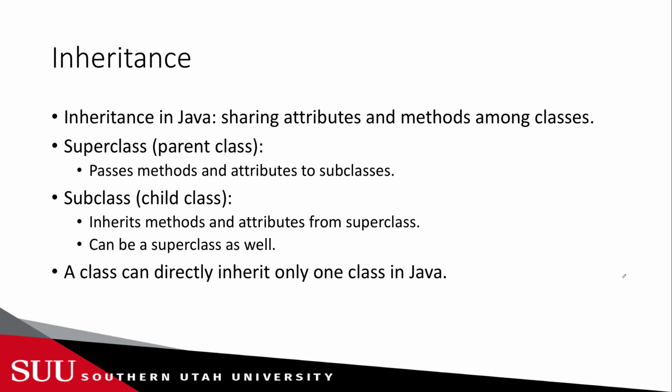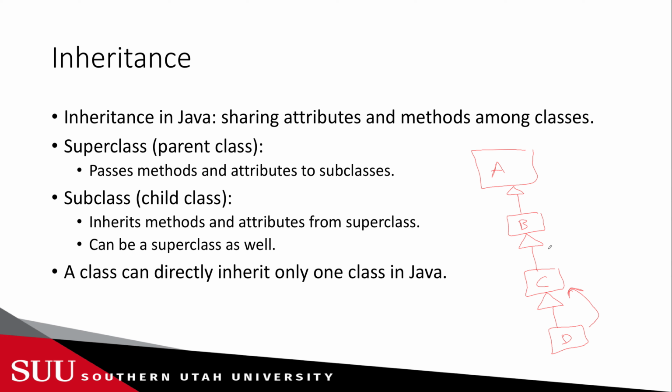Now you can have some sort of chain inheritance, so we can have class A that is a parent of class B, and then B is a parent of class C, and C is a parent of class D, for example. Now D can only inherit C at a time. It can inherit any class, but it can only inherit one class, so it's going to inherit C.